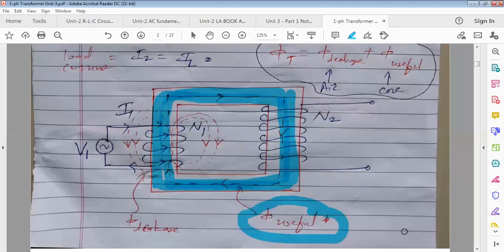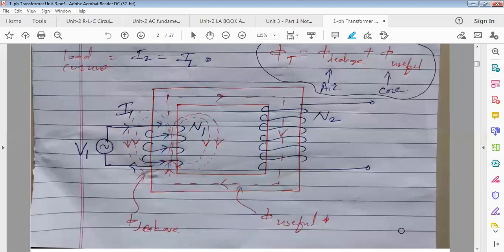Okay, so is this clear to you? What do you mean by leakage flux? What do you mean by useful flux? Leakage flux is the one which completes its path through air, and useful flux is the one which completes its path through the core, and the maximum percentage of flux will complete its path through the core.